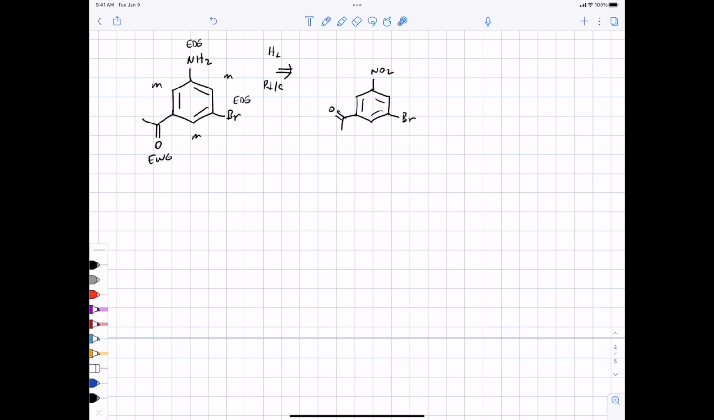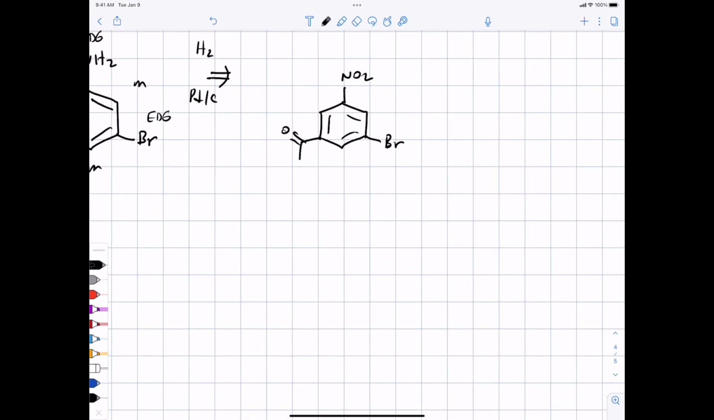Does it get easier from that point? Which one of these should I put on first? Certainly not the bromine, right? That's an ortho-para director. We don't have any ortho-para substitution. So that one's going to go on last. Does it matter, the nitro versus the Friedel-Crafts group? Yes or no? Yes.